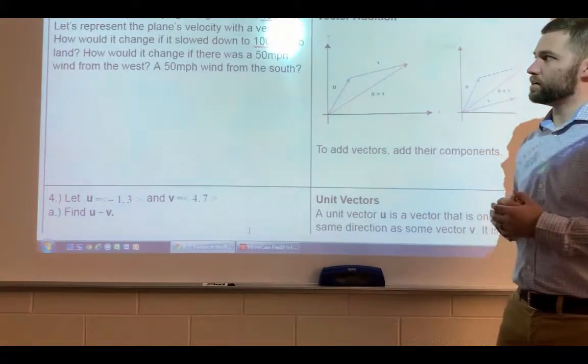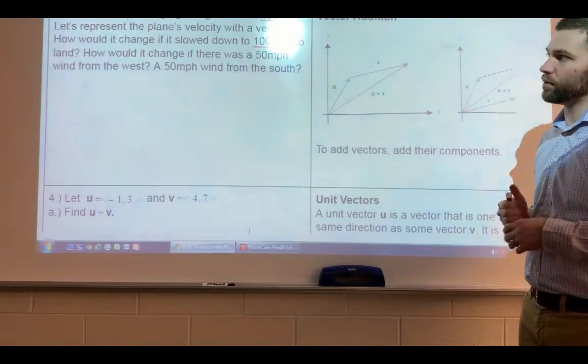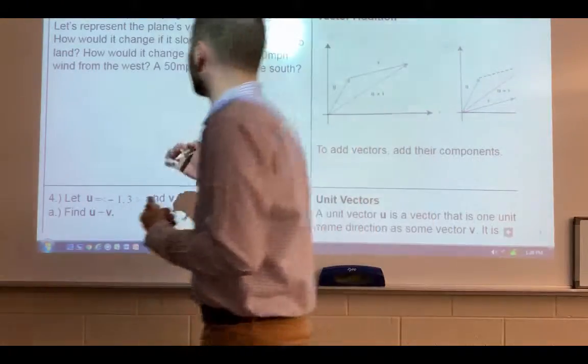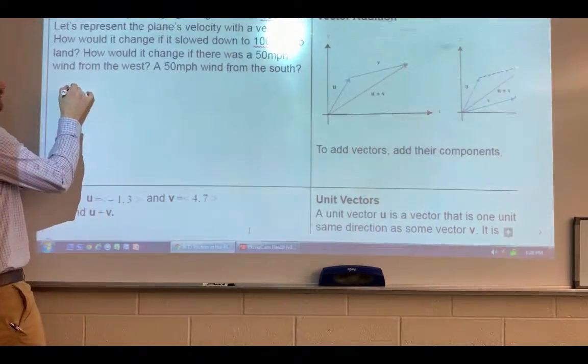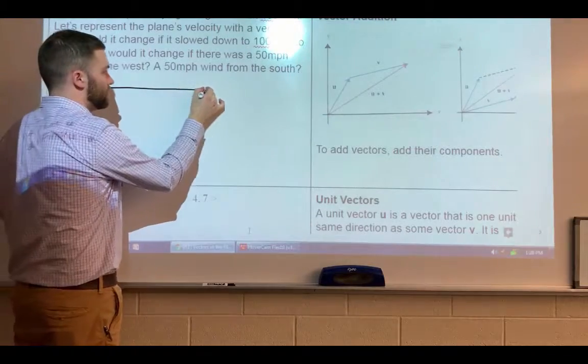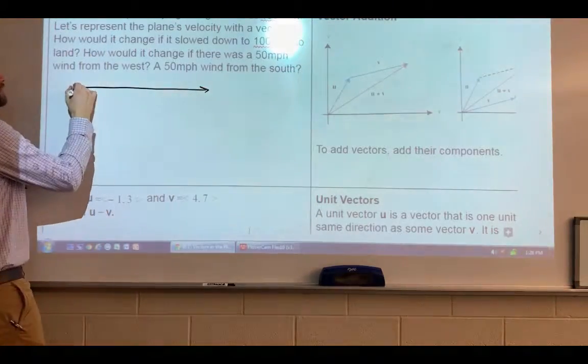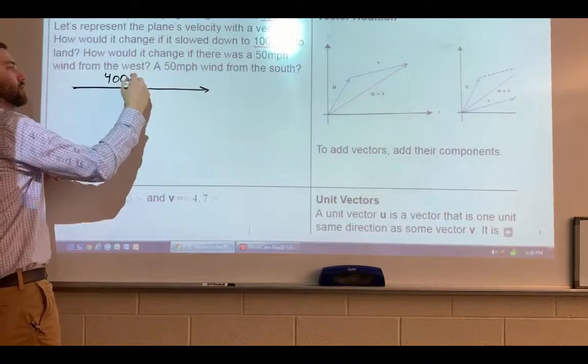So consider a plane flying straight west at 400 miles per hour. Let's first represent this with a vector. So 400 miles per hour. Maybe that's a vector going straight west. It's this long. So here's your vector. It's 400 miles per hour.